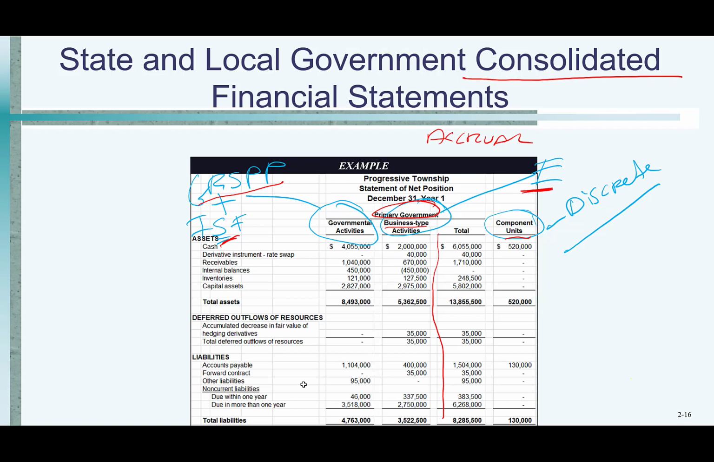How do we know if we're a primary government? Well, everything we're talking about is state and local here. This is all state and local, right? Federal government accounting is not part of what we talk about in this class. GASB doesn't cover federal. They only cover state and local.